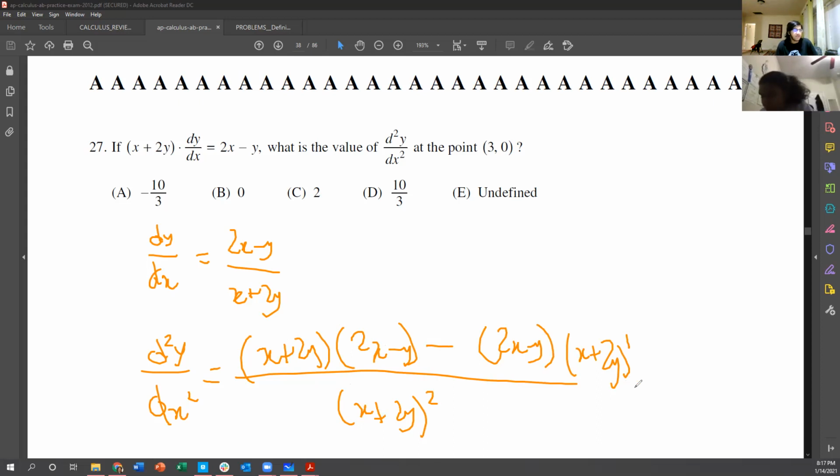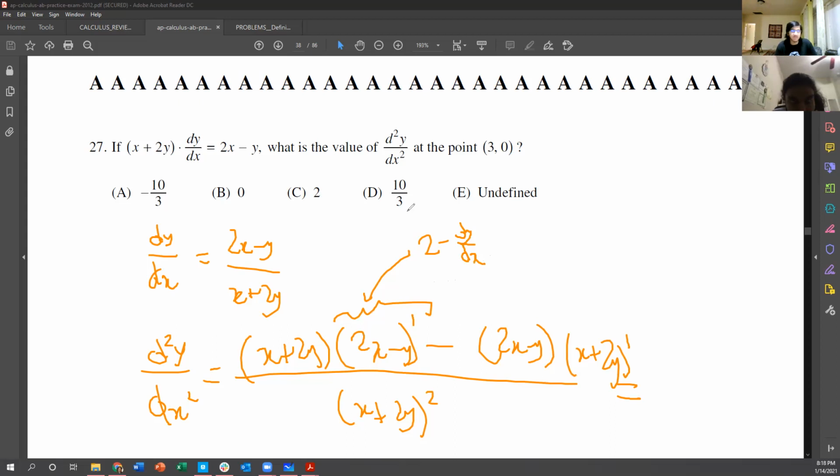Now we have to figure out what the derivative of 2x minus y is with respect to x. So the derivative of this quantity right here would be 2 minus dy dx. Do you agree with that? This would be 2 minus dy dx? Yes.